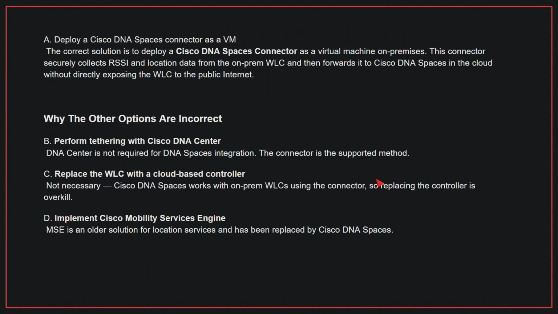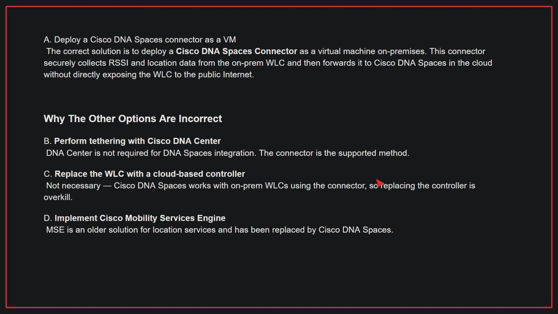The correct solution is to deploy a Cisco DNA Spaces connector as a virtual machine on premises. This connector securely collects RSSI and location data from the on-prem WLC and then forwards it to Cisco DNA Spaces in the cloud, without directly exposing the WLC to the public internet. Why the other options are incorrect? B. Perform tethering with Cisco DNA Center. DNA Center is not required for DNA Spaces integration. The connector is the supported method.